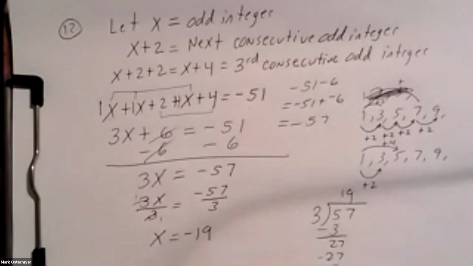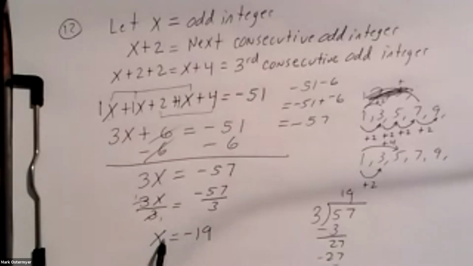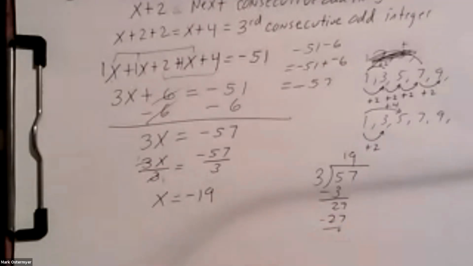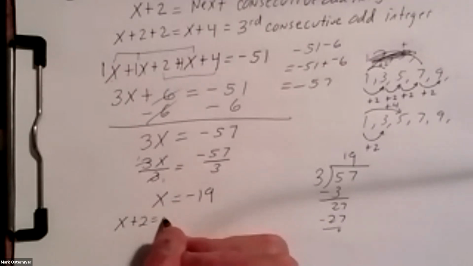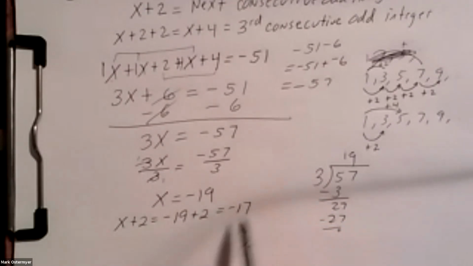So, ladies and gentlemen, are we done with this problem? We have x is equal to negative 19. Are we done? No. They want us to find the 3 consecutive odd numbers that sum up to negative 51. We found the first one, x. The next one must be x plus 2, so negative 19 plus 2, which is negative 17, is the second consecutive odd number.